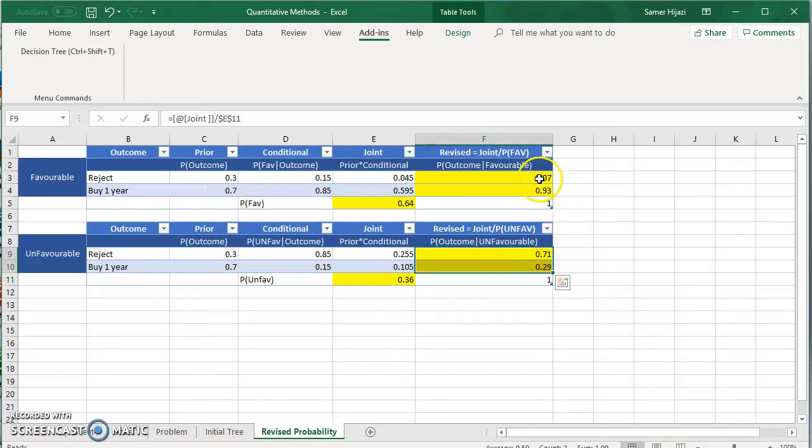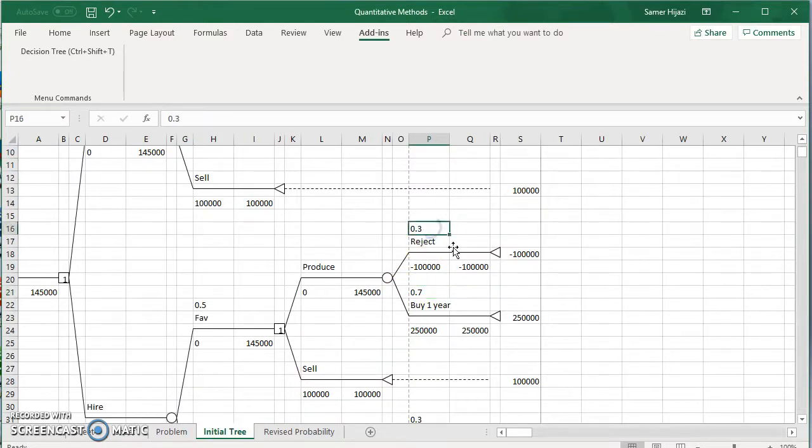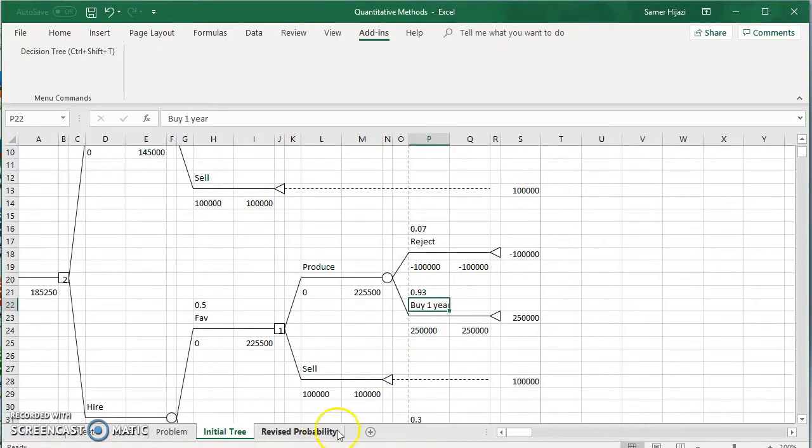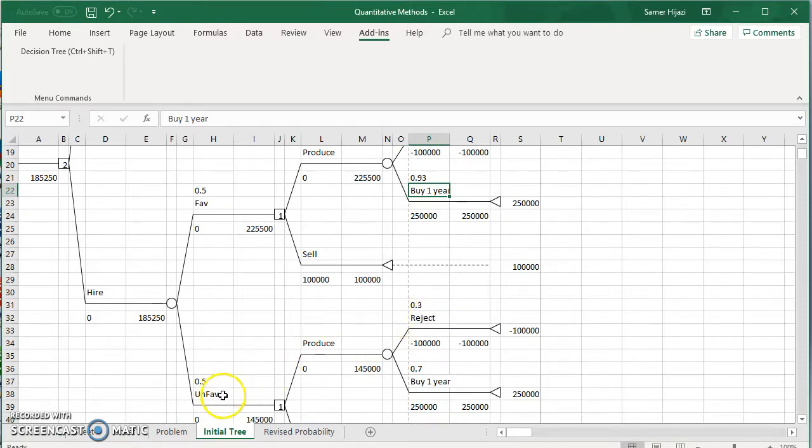So probability of reject given favorable is 0.07. So we're going to come over here and put 0.07. See, error because they don't add up to 1. So this is 0.93. Probability of reject given unfavorable 0.71. So we're going to come over here, reject given unfavorable, make the connection, reject given unfavorable. The answer was 0.71. So we're going to change this to 0.71, which means this is going to be 0.29.